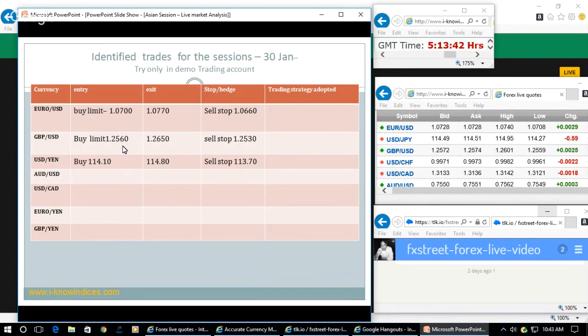Then in the case of GBP, you can keep a buy limit order near the low, and when they make a downward stop, you can take a buy, and then later on you can book profit.